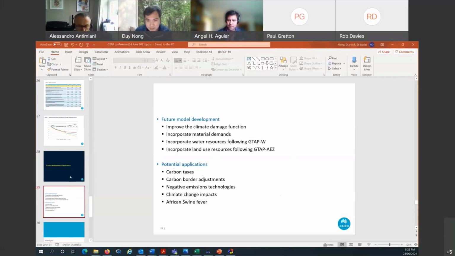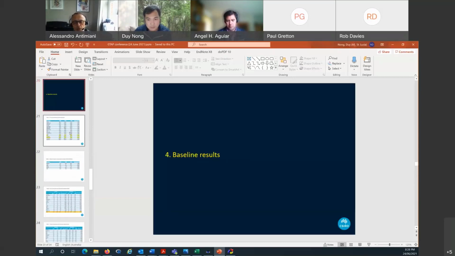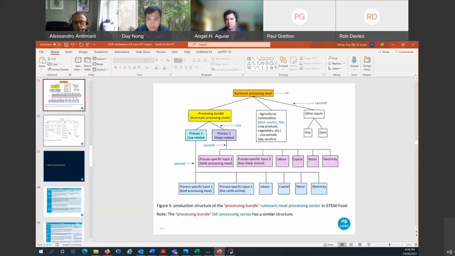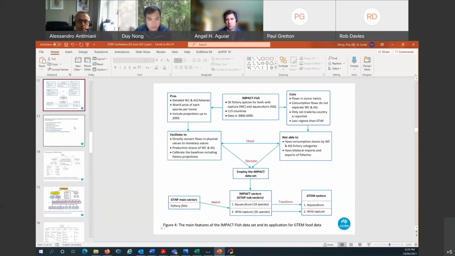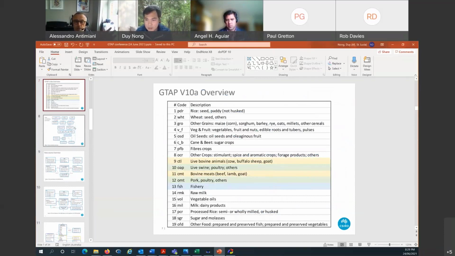My comment is that you split very well the livestock sector and the fishery between wild capture and aquaculture. But then I wonder whether an improvement could be to also split the OFD sector in GTAP, which is the other food, because in other food we have the processed fish, and from a trade perspective it's quite relevant. So even if you are very detailed in the fisheries, then clearly for the trade perspective you need to work a little bit.